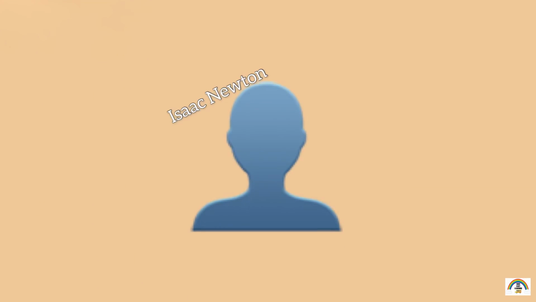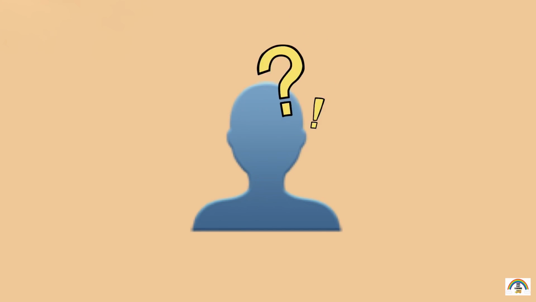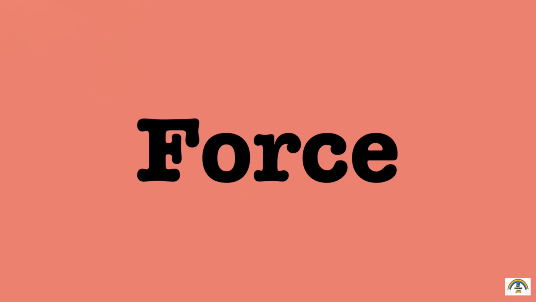So it all started when a scientist called Isaac Newton was sitting under an apple tree and an apple fell on his head. And then he started thinking, why did the apple fall down and not up or sideways? That's when he realized that Earth's gravity pulled the apple and made it fall on his head and not sideways or upwards. From this incident, we can conclude that gravity is a type of force which pulls the apple towards the ground. But what kind of force is it?